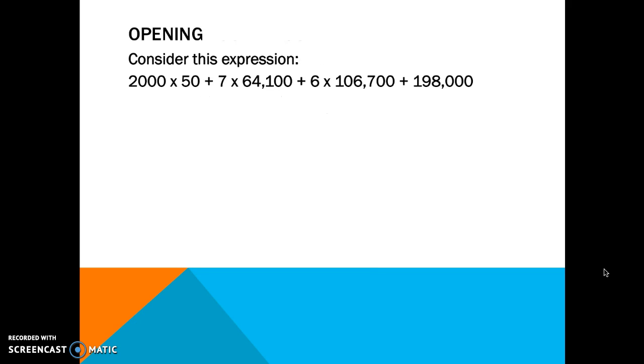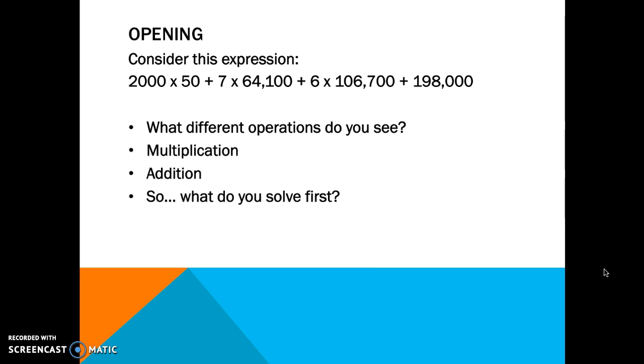So, if we're thinking about this expression here, we have 2,000 times 50 plus 7 times 64,100 plus 6 times 106,700 plus 198,000. If we look at this expression, you'll notice that there are two operations involved. I see multiplication and I see addition. So what do we do first? How am I actually going to solve or evaluate this expression?